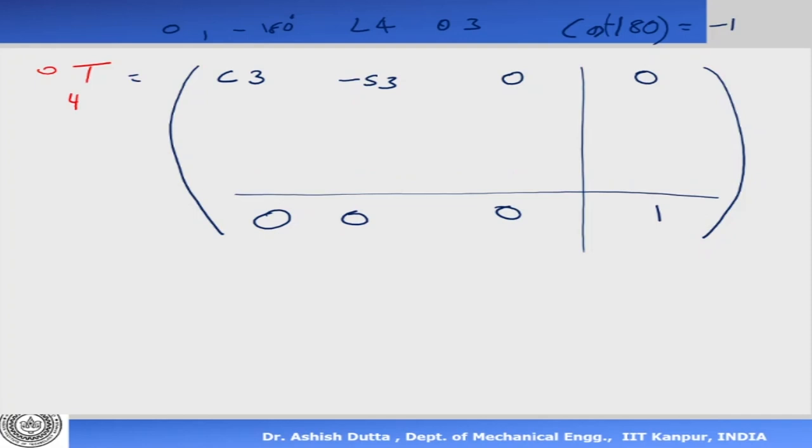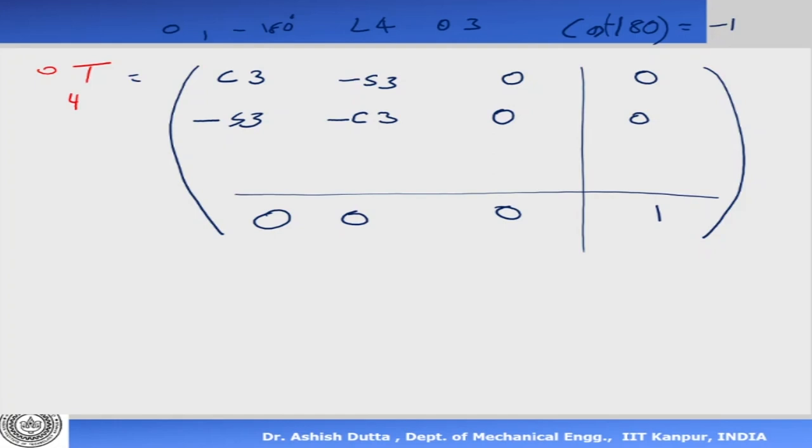What is the second row? It's sine theta cos alpha. Sine theta and cos alpha is minus, so it's a minus of sine 3, because cos of 180 degrees is minus, and this is becoming cos 3. Again, cos of 180 is minus, so it becomes minus of cos 3. This will become sine alpha, which is equal to 0, because sine of 180 is 0. So we finished the last term here, which is sine alpha, 0, so this will become 0.